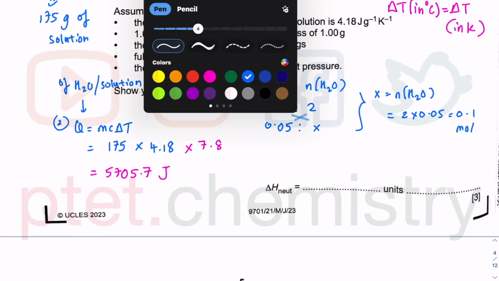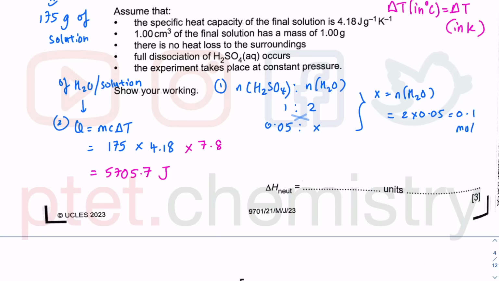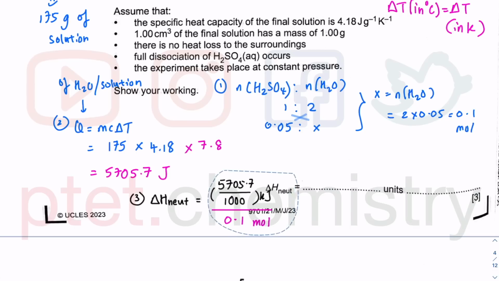So after you do all that, I think we are ready to work out the enthalpy change of neutralization, which is in kilojoule per mole. So 5705.7, dividing that by 1,000, that will give you your kilojoule. Don't forget to divide that by the mole, which is 0.1 mole of water. And do not forget to put in the sign, because you've got to have sign, value, and also unit.